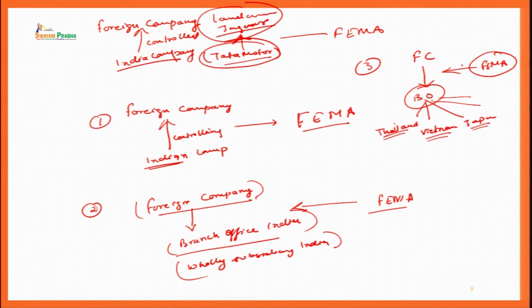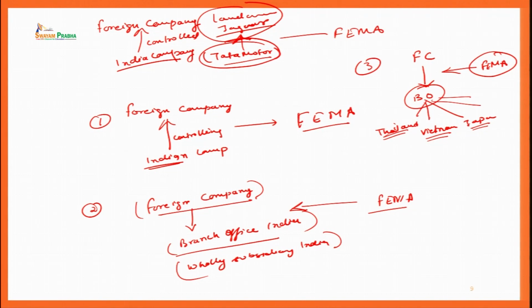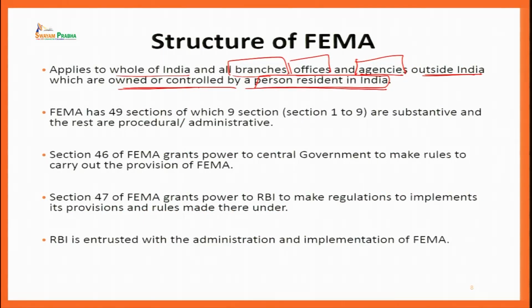There are three conditions where the Foreign Exchange Management Act is going to play a role. As it was mentioned in the previous slide, it is applied to the whole of India. The next important thing, any branch, all the offices, any agency outside India which are owned and controlled by a person resident in India is going to come under FEMA. This is what we tried to explain with these different structures, like a foreign company owned by Indian companies is going to come under FEMA, a foreign company having any branch office is going to come under FEMA, a foreign company with a branch office here but having presence in multiple countries is also going to come under the Foreign Exchange Management Act.